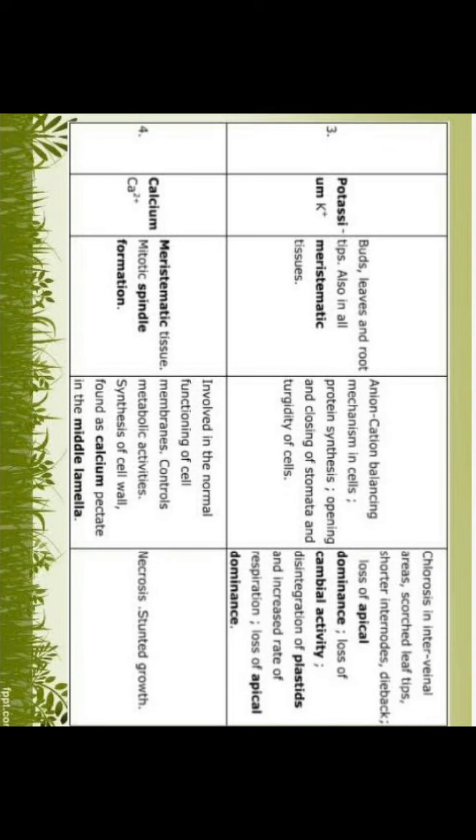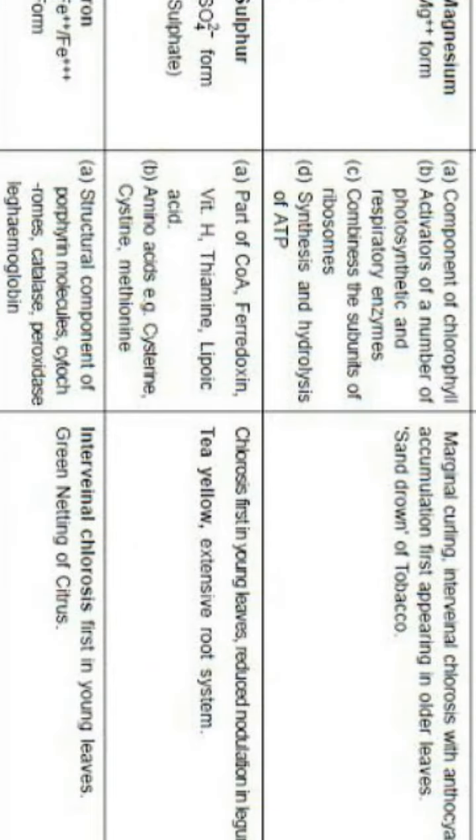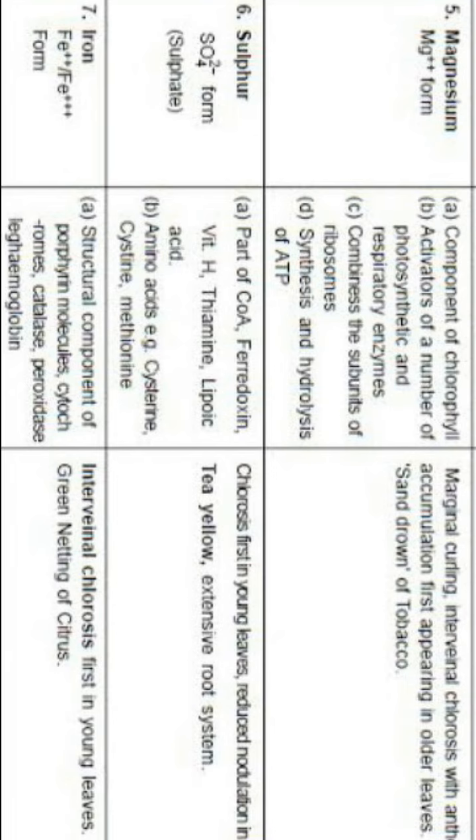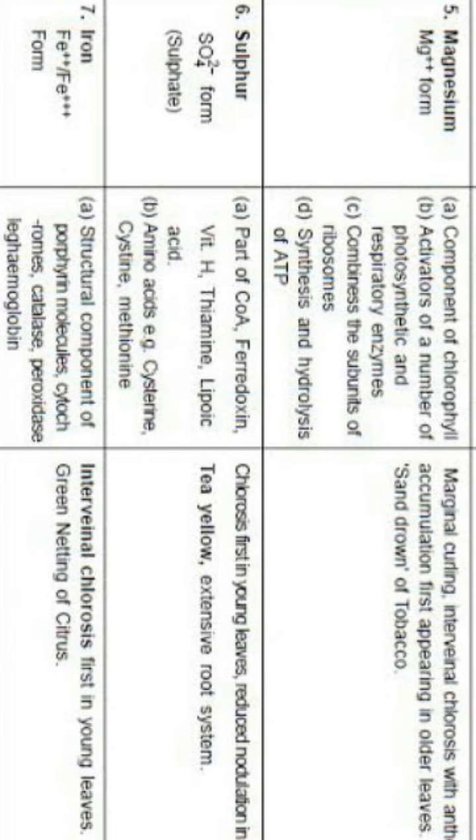Next, deficiency symptoms: necrosis and stunted growth. Next, the fifth one, magnesium. Available form Mg2+. It is absorbed by plants in the form of divalent Mg2+. So it activates the enzymes of respiration.